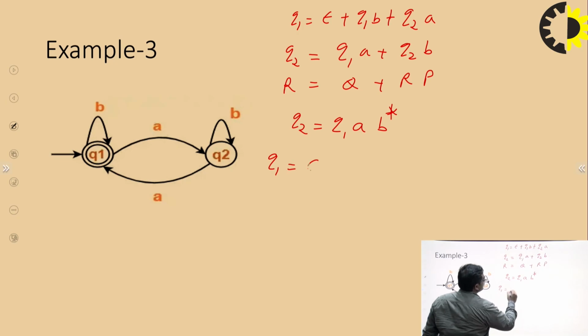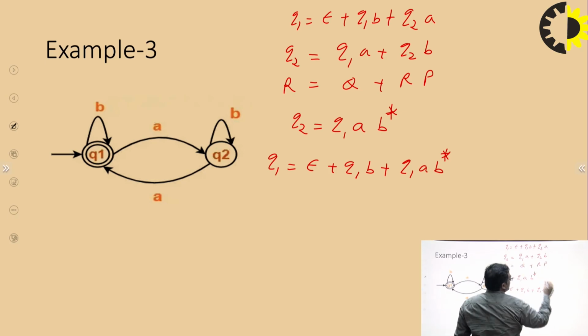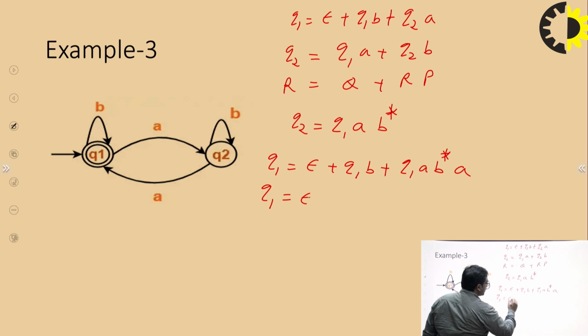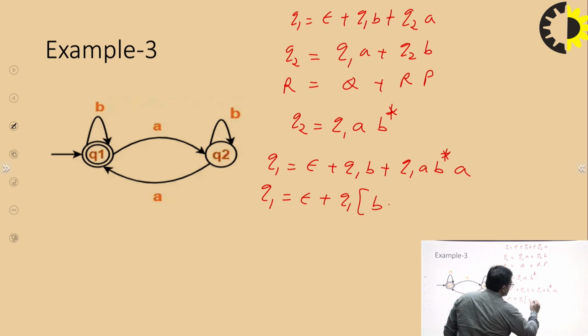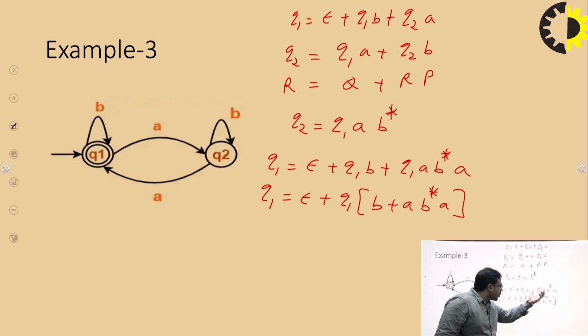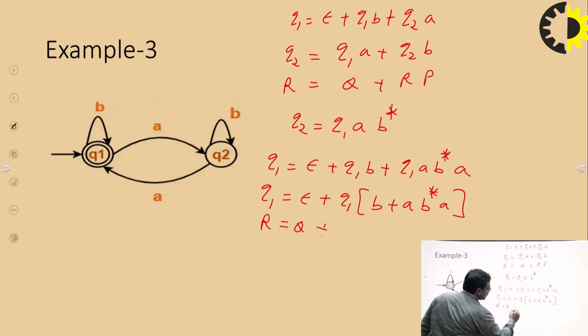So Q1 is equal to null plus Q1B plus, in the place of Q2, I can write Q1AB star and after that A. After that, Q1 is equal to null plus Q1B plus Q1AB star A. What we have done here is take the common Q1 from these two terms. So Q1 is here, B is here, AB star A is here. Now I can compare with the Arden theorem. R is equal to Q plus RP. Okay, so it is matched.